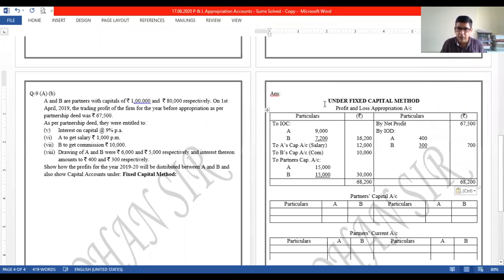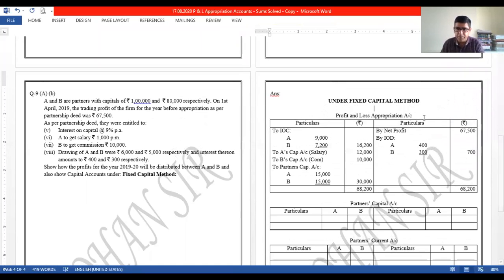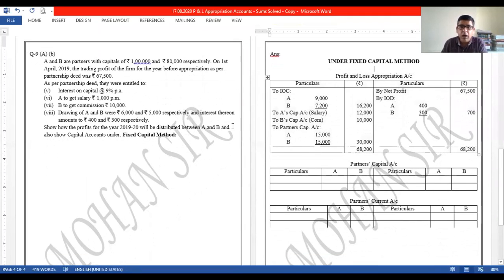Okay, that's fine. So under the fixed capital method, we have two capital accounts. One is the capital account, the other is the current account. In the capital account, we'll be writing only the capital amount, only capital, right? And there will be a change in the capital account only when some amount is withdrawn on a permanent basis out of capital, or some additional capital is brought in. These are the two points which I have told you while discussing theory. Now let us complete the sum under the fixed capital method, and let me show you what all changes are going to take place.